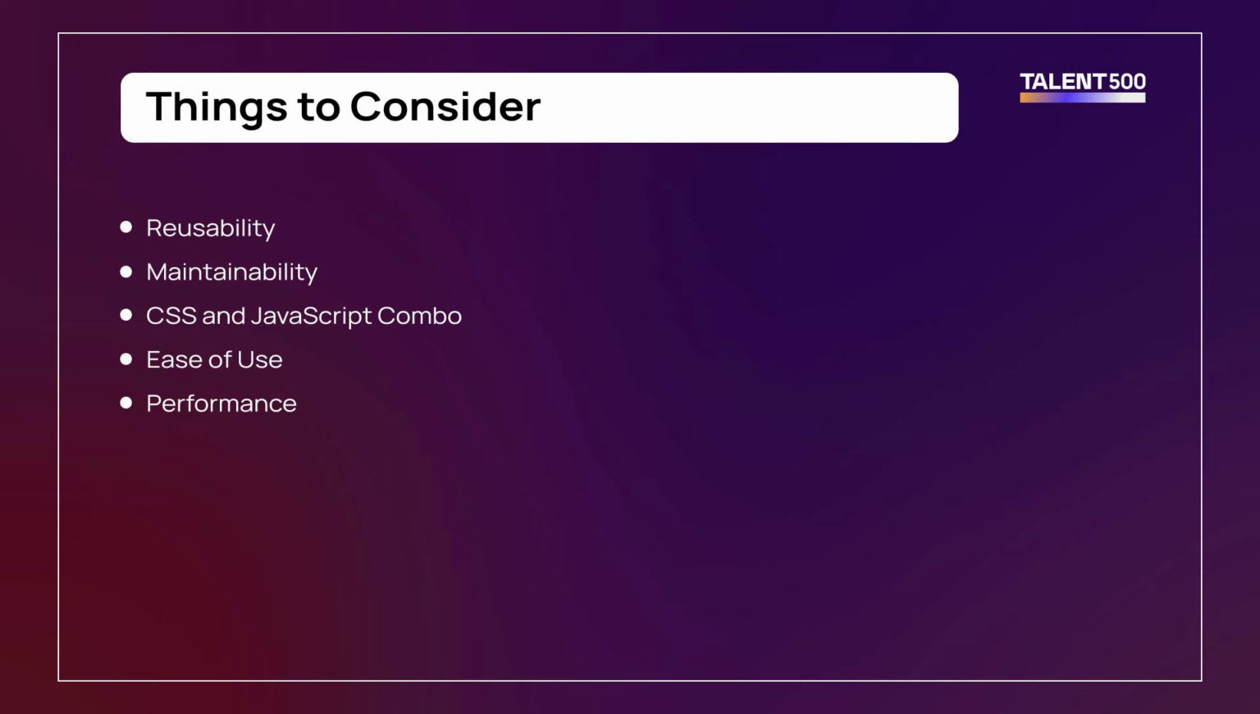Then the CSS and JavaScript combo. I said that with JSX we already have the component structure and the component logic together. Then why not CSS also along with this, so that it looks complete. So the CSS and JavaScript combo is something that you might want to look into.